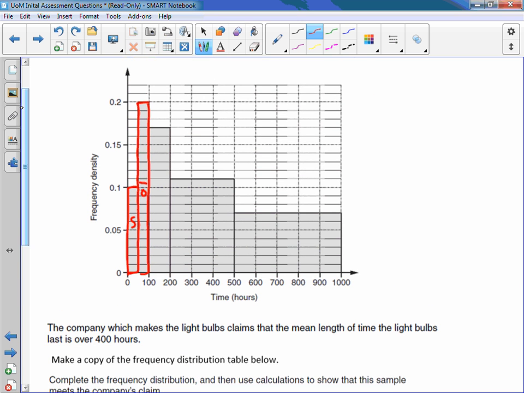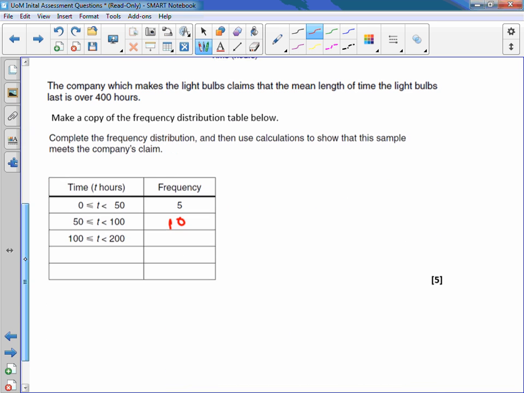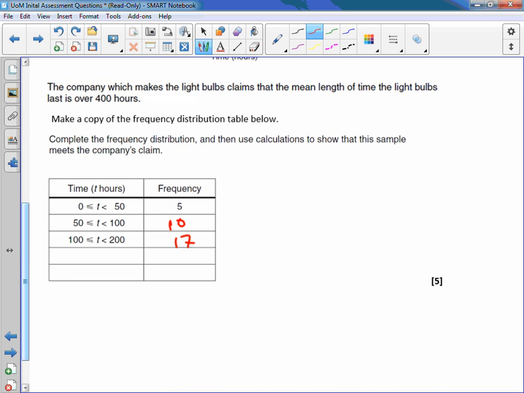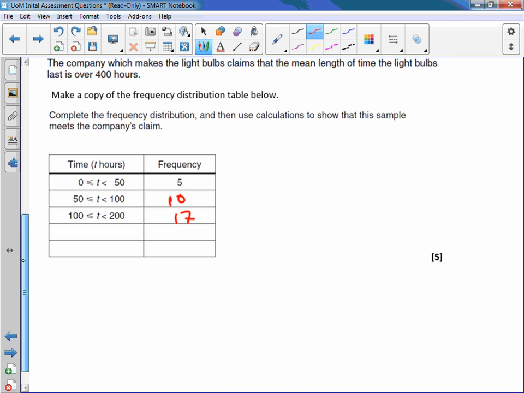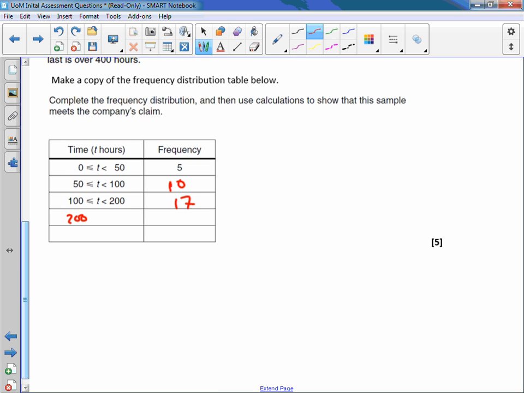Okay. Next up, we've got our next group, which is 100 wide and 0.17 high. It's got 100 times 0.17. So that gives us 17. And then we're not told upper and lower bound for our next group. Fairly easy to work out from here. We've got this going between 200 and 500. So we're going to have 200 is less than or equal to t is less than 500.